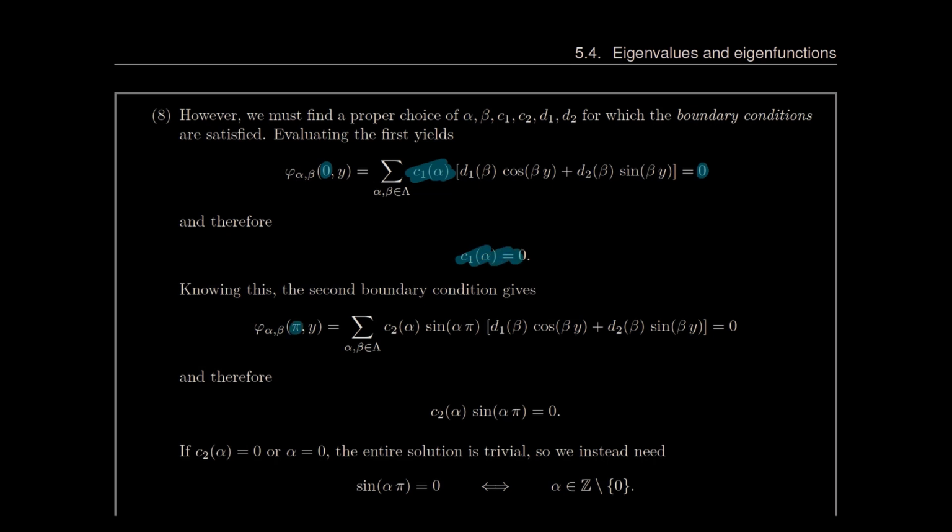If I evaluate at pi, knowing that c1 was 0, now I have c2 of alpha times sine of alpha pi has to be 0. I'm probably not going to want to make c2 of alpha 0 because that would just kill everything off. So what I need is actually that sine of alpha pi is 0. And for sine of alpha pi to be 0, I immediately recover a restriction. This is where my first restriction on lambda comes from. I just found out that alpha needs to be in the integers minus the value 0.